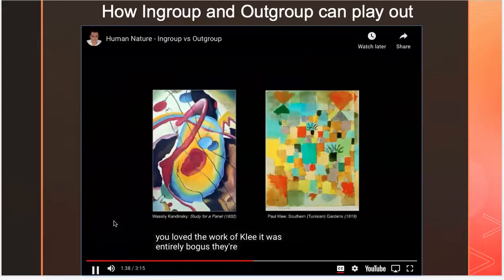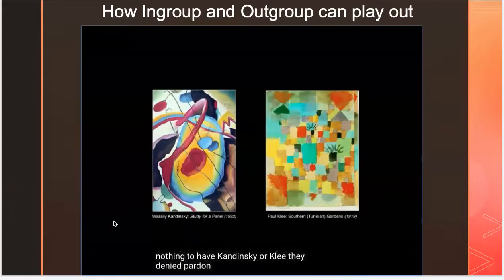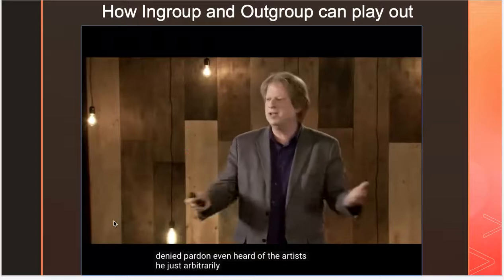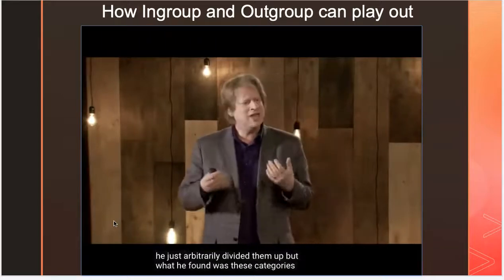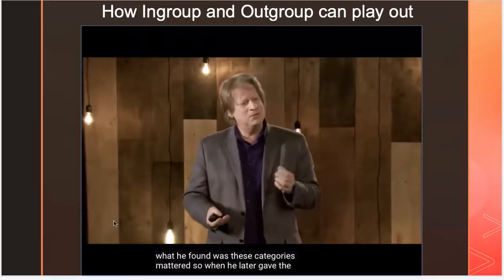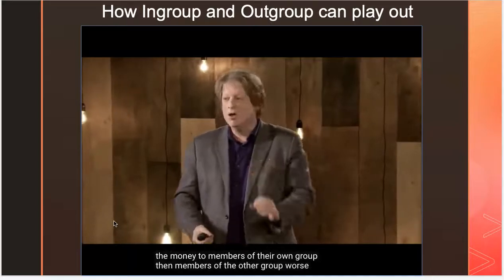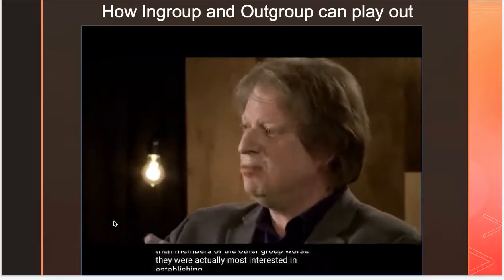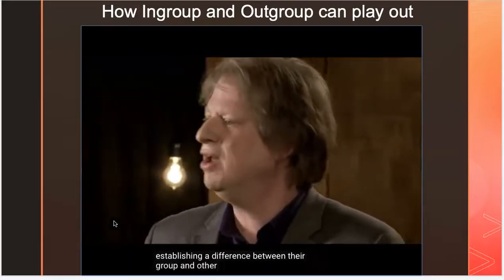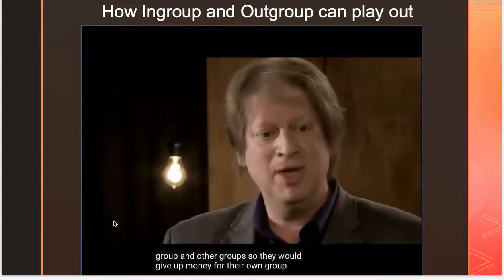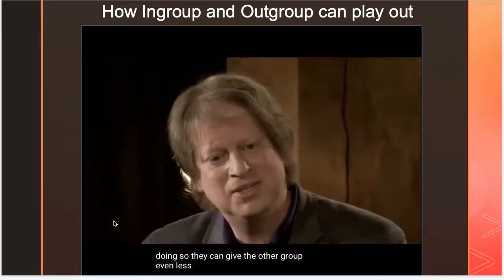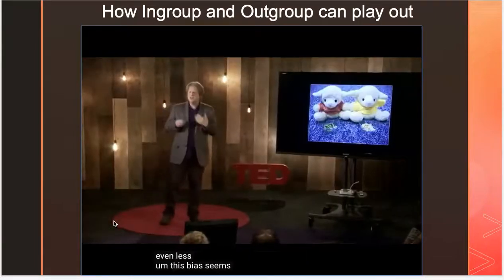It was entirely bogus. Their answers had nothing to do with Kandinsky or Klee. They hadn't even heard of the artists. He just arbitrarily divided them up. But what he found was these categories mattered. When he later gave the subjects money, they preferred to give it to members of their own group rather than members of the other group. Worse, they were most interested in establishing a difference between their group and other groups. They would give up money for their own group if by doing so they could give the other group even less.